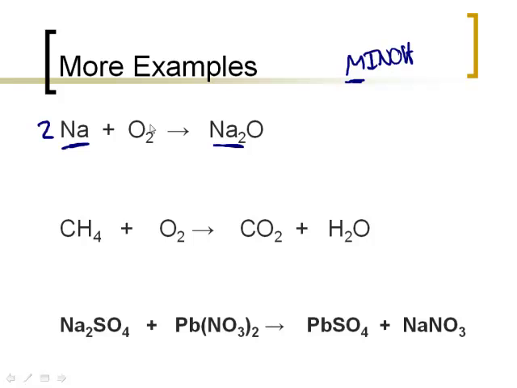On this side of the equation, I have 2 oxygen atoms. On this side, I only have 1. To make it so that I've got 2 oxygen atoms on this side, I'm going to have to put a 2 in front of that whole thing. Remember that I cannot change the subscript because that changes the compounds.